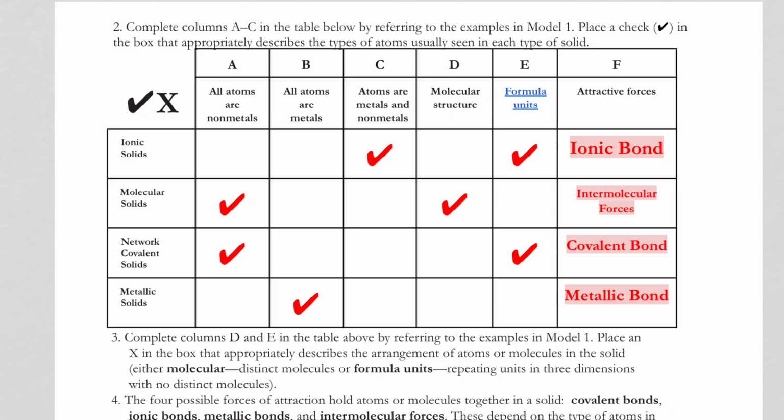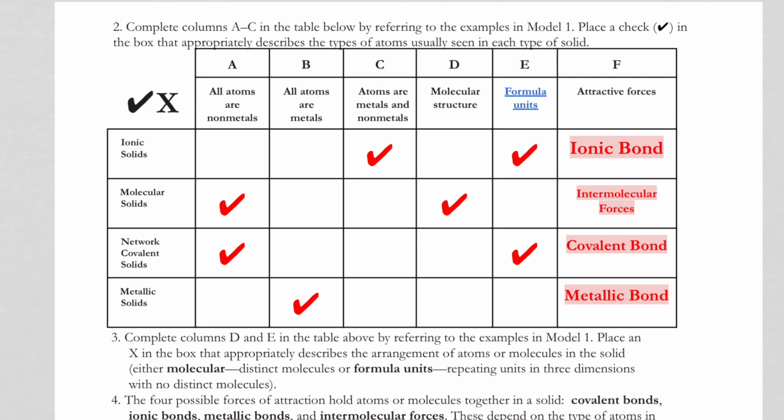So in question 2, you will see that there are checks in these boxes, and that's what we just talked about. Again, molecular solids and network covalent solids are the only two that are all nonmetals. Metallic solids, on the other hand, also just have metals, and that's the only type that has just metal, hence the name metallic bonds and metallic solids.